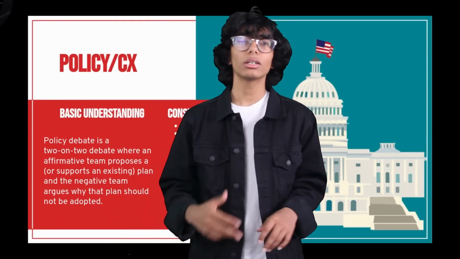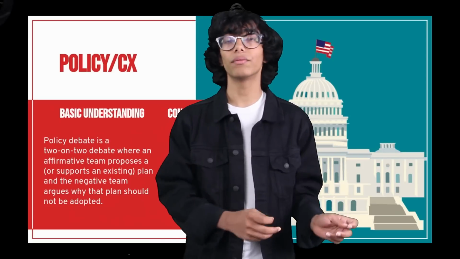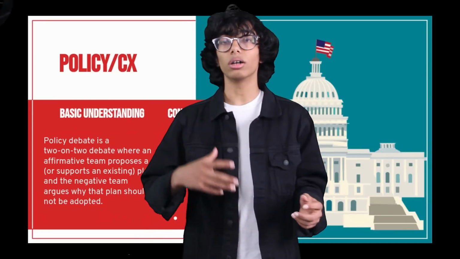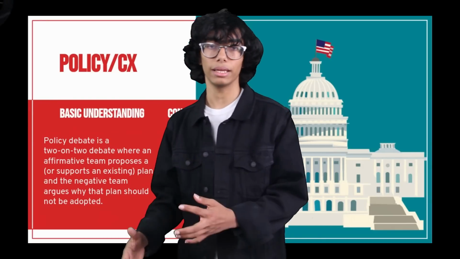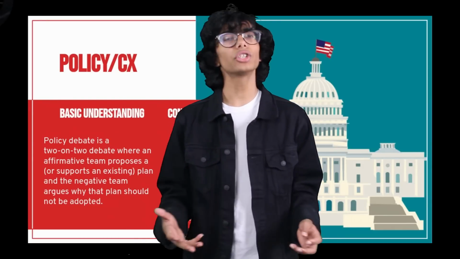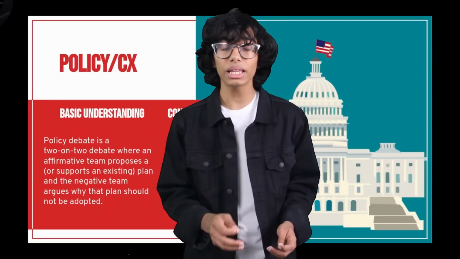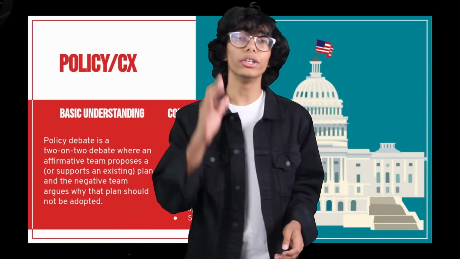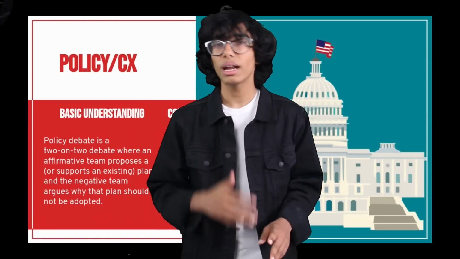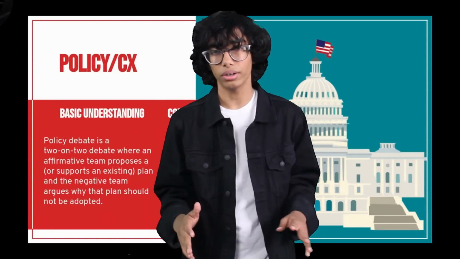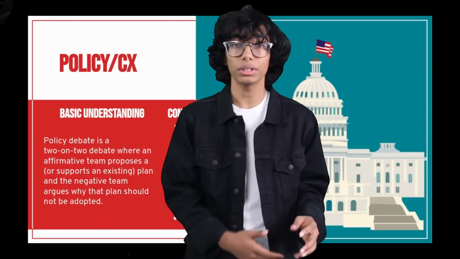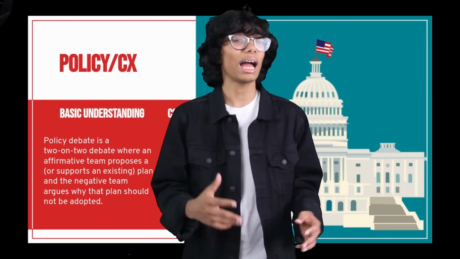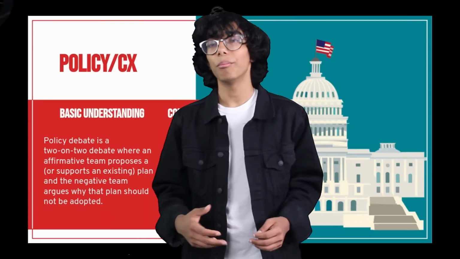But these policies are called plans, and the affirmative team, which is the pro team, they are supporting or advocating for a plan. And the negative team, well, their job is just to basically say that this plan is the worst plan they have ever heard in their entire life, and you, the judge, should never, ever, ever enact or adopt this plan. And you think I'm exaggerating? Well, I wish I was exaggerating too, but I'm not.